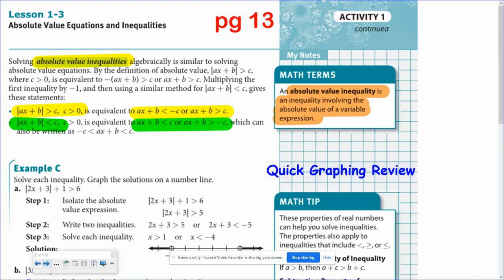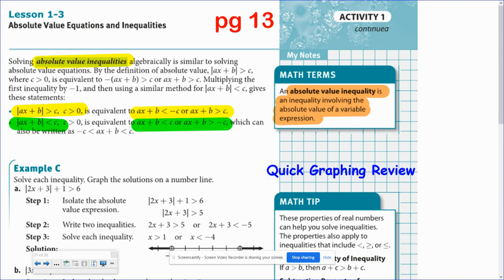So we are on page 13 in your book, so we're picking up right where we left off after equations. And we're looking at what an absolute value inequality is. The only difference between an equation and inequality is the little symbol that they use. We're not using equal signs anymore. We're using greater than or less than symbols, greater than or equal to symbols. So an absolute value inequality is an inequality involving an absolute value of a variable expression, meaning our x, our variable, is inside those absolute value bars.